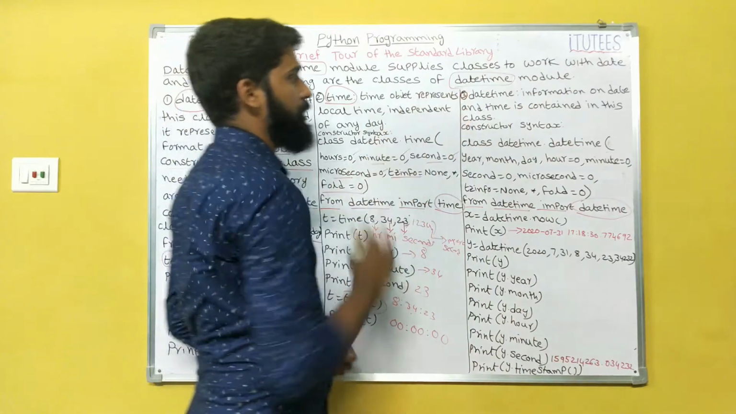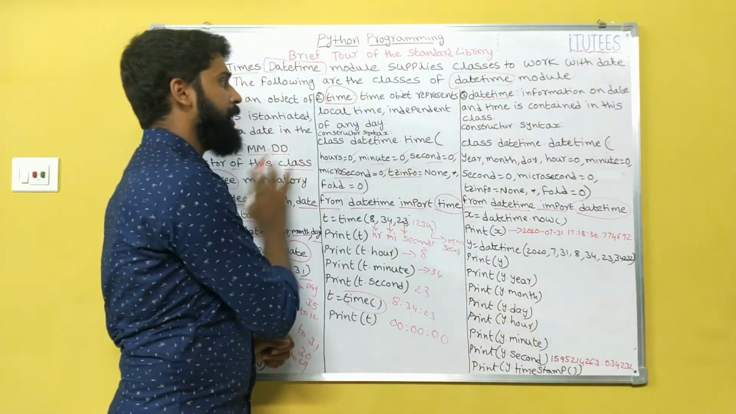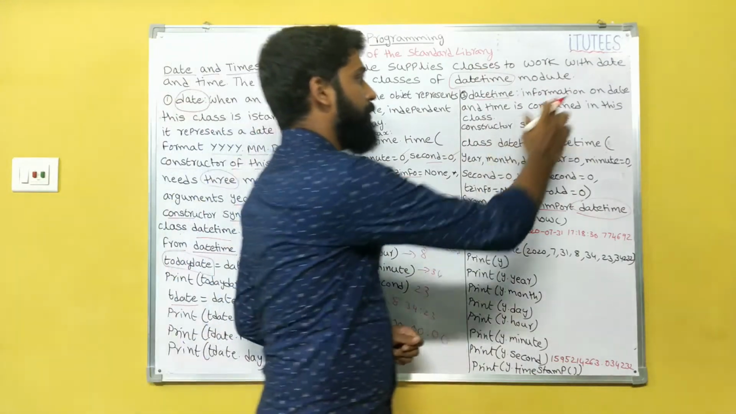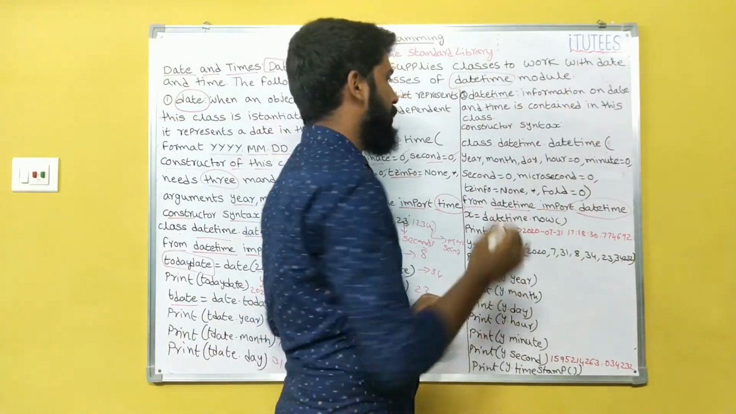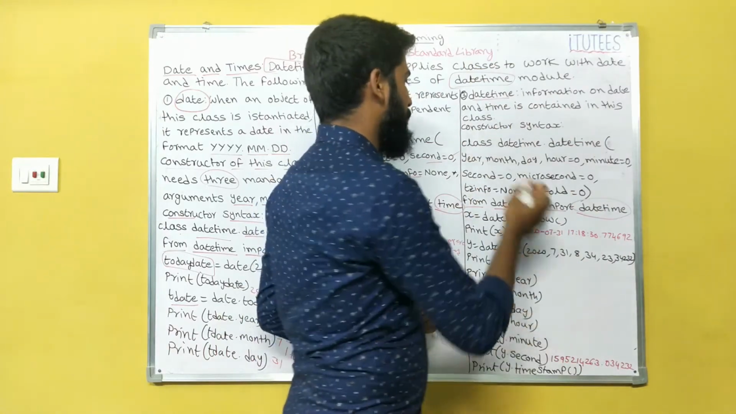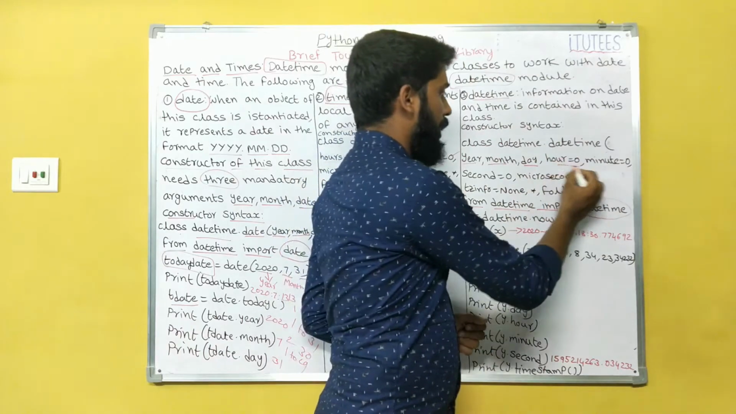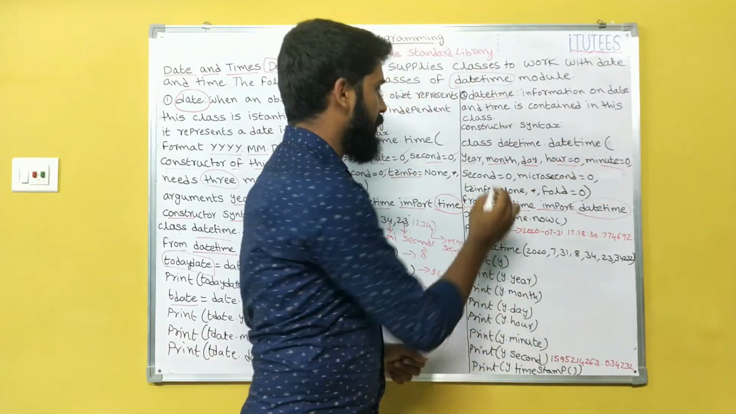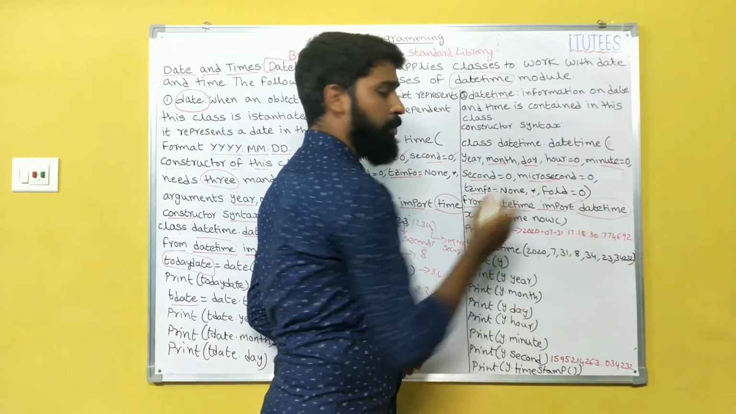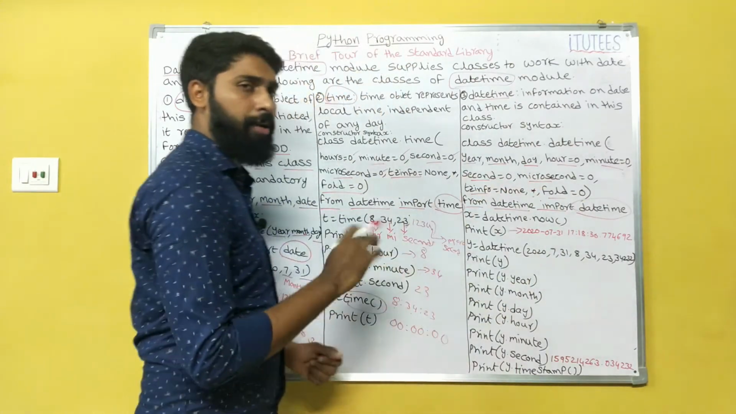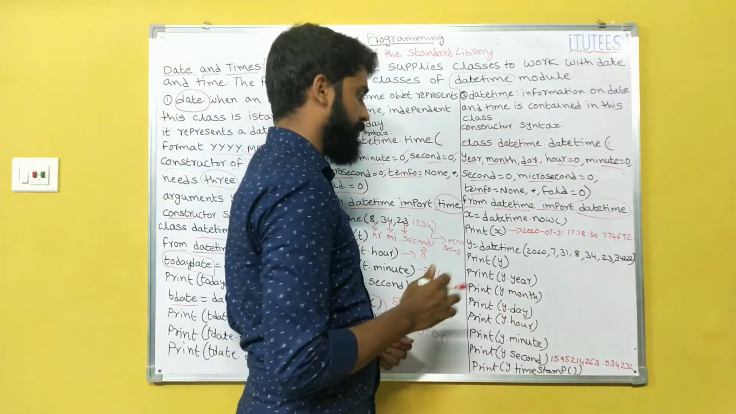The next class is datetime. It's a combination of date and time both. Information on date and time is contained in this class. Its constructor syntax is year, month, day, after that hour, minute, second, microsecond, tzinfo, asterisk, fold equals 0. If you observe, it is a combination of these two constructors.